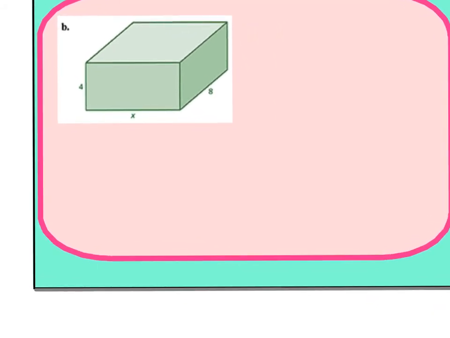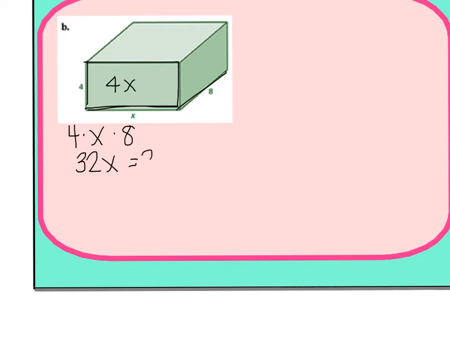For letter B, we have to, again, find the surface area and the volume. The volume's the easiest. So we have 4 times x times 8, which gives us 32x, equaling, we have to find the area of each surface. So we have 2 sets of this. The 4 by x gives us 4x. We have 2 sets of that. Plus, we have to find 8 by 4, which gives us 32.